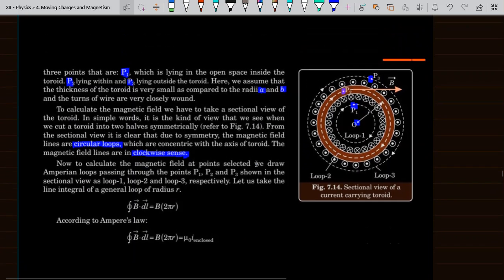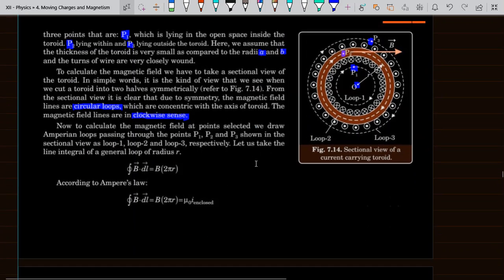Now to calculate the magnetic field at the point selected, we draw Amperean loop passing through the points P1, P2 and P3 shown in the sectional view as loop 1, loop 2 and loop 3. Let us take the line integral of a general loop of radius r. So line integral of B dot dl is equal to B 2 pi r.